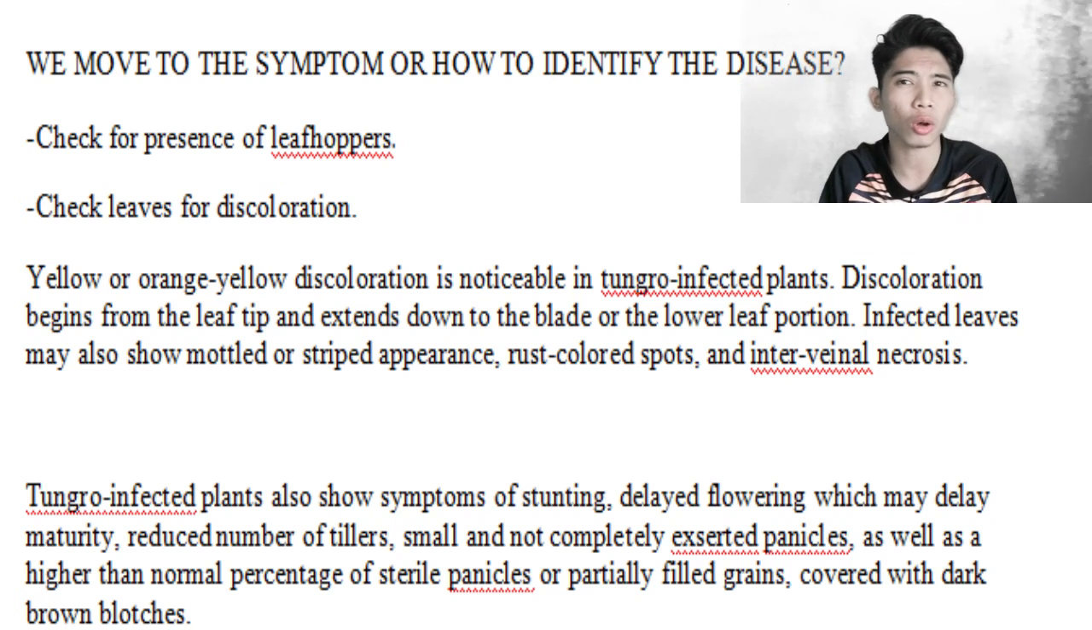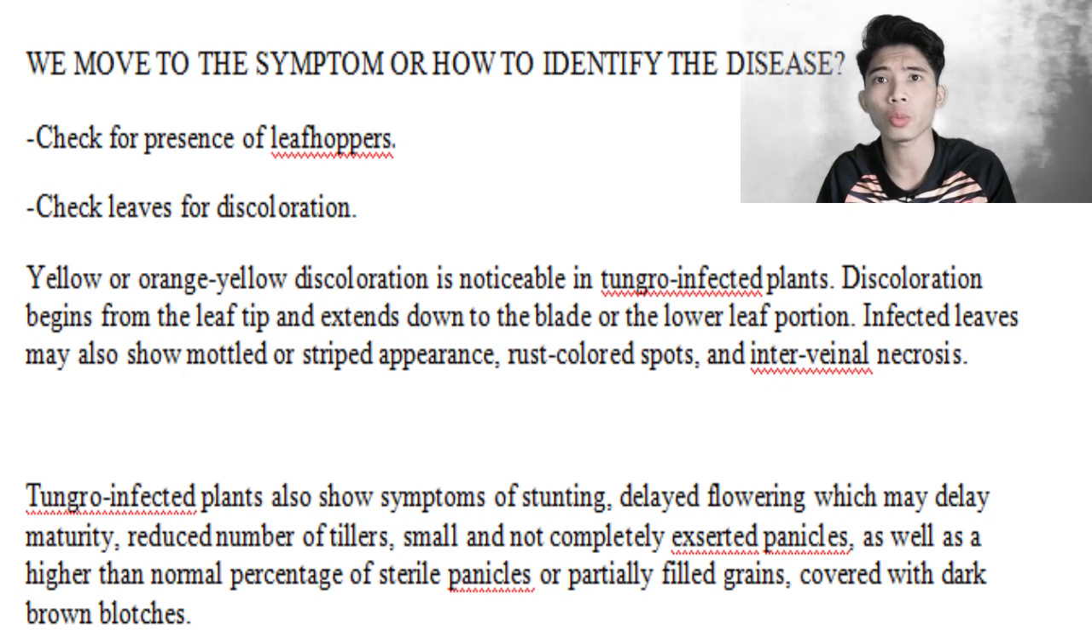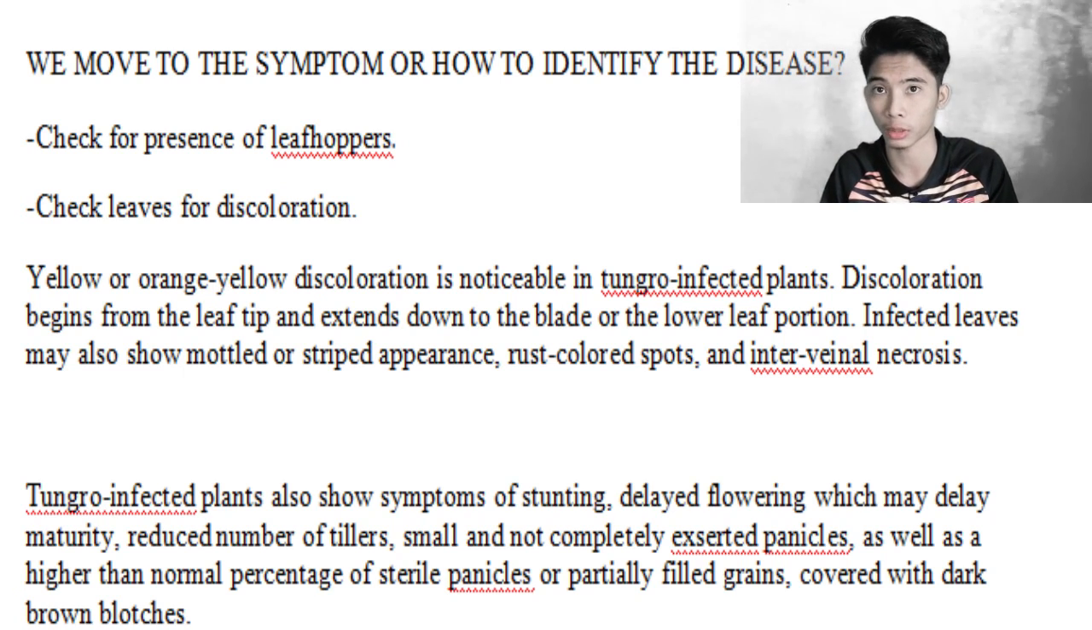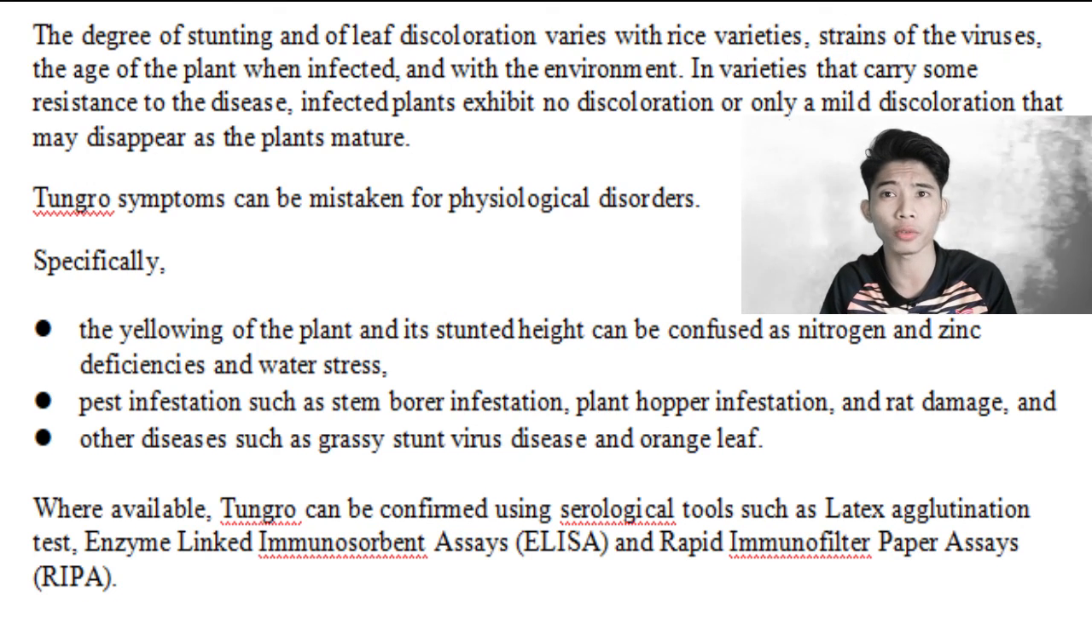Tungro infected plants also show symptoms of stunting, delayed flowering which may delay maturity, reduced number of tillers, small and not completely exserted panicles, as well as a higher than normal percentage of panicles with partially filled grains covered with dark brown blotches. The degree of stunting and discoloration varies with rice varieties, strains of the virus, the age of the plants when infected, and with the environment.